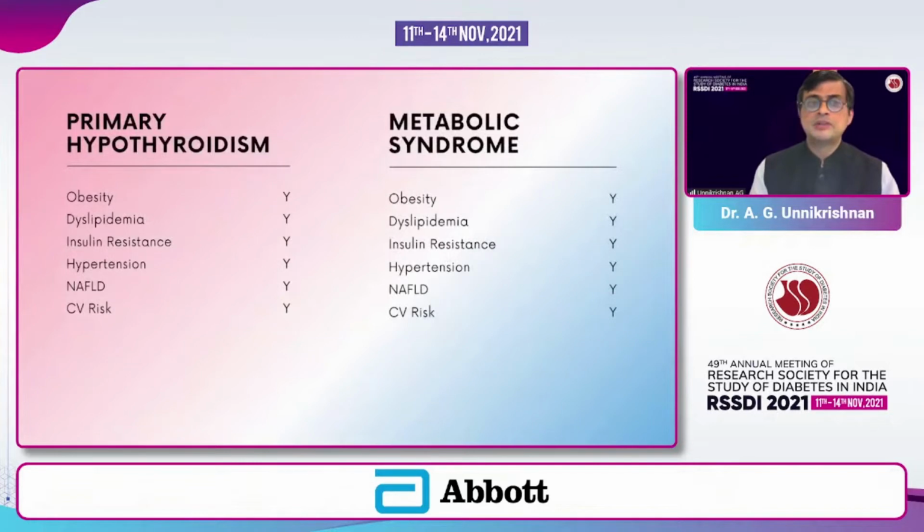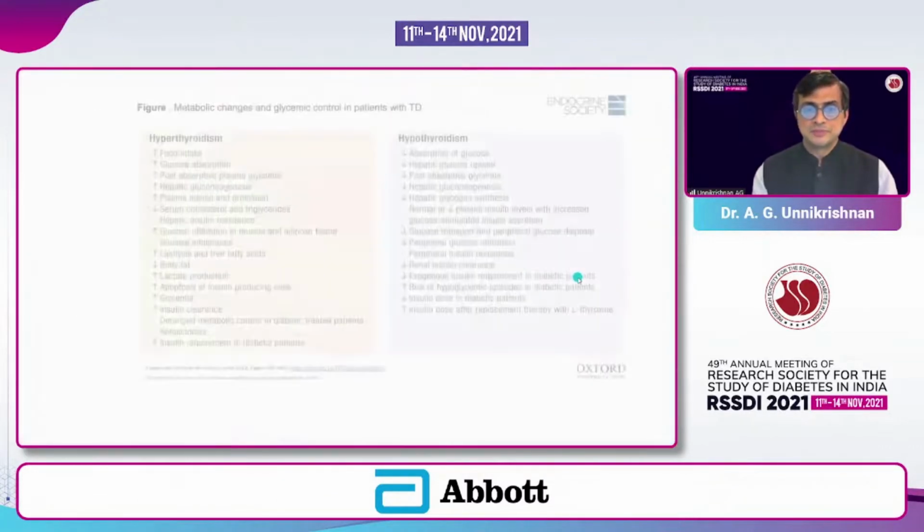So hypothyroidism shares many commonalities with the metabolic syndrome and type 2 diabetes. You have obesity, dyslipidemia, insulin resistance, hypertension, NAFLD, and severe risk in hypothyroidism. All these features are also seen in type 2 diabetes and the metabolic syndrome. So there is an overlap of the symptoms.